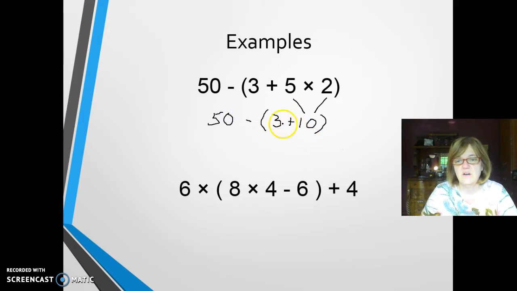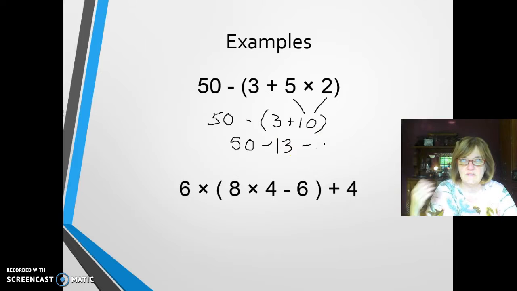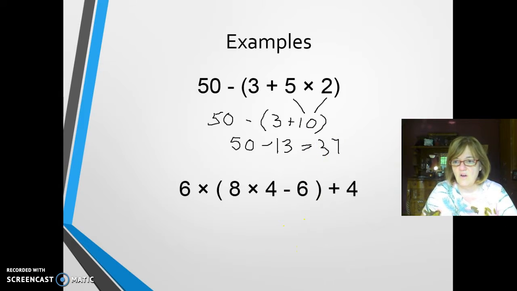50 minus. All right, now we can add our 3 and our 10. That gives us 13. And now we can write it without parentheses and finish it off. 50 minus 13 is, let's see, 50 minus 10 is 40. 40 minus 3 is 37. There we go. That's how you do it in your head. And that should be an equal sign. All right. Get it? Hopefully.